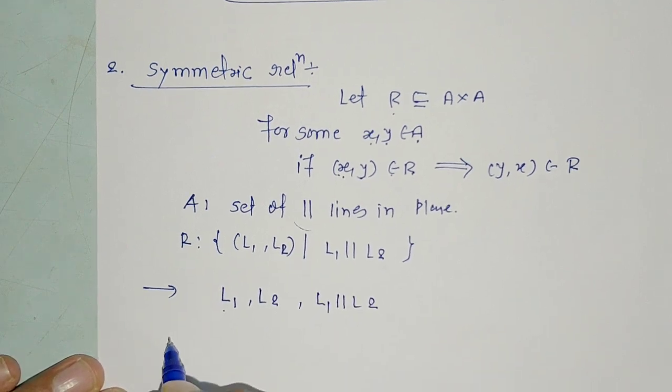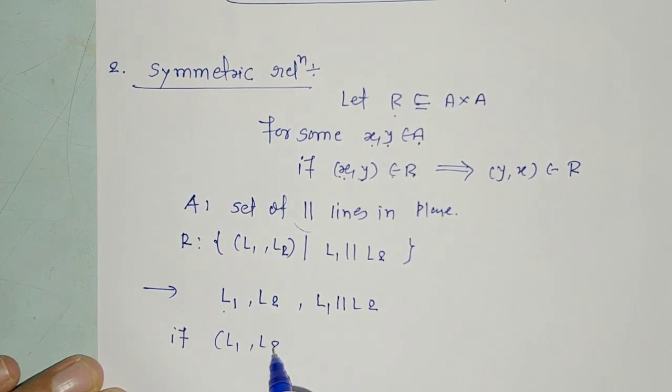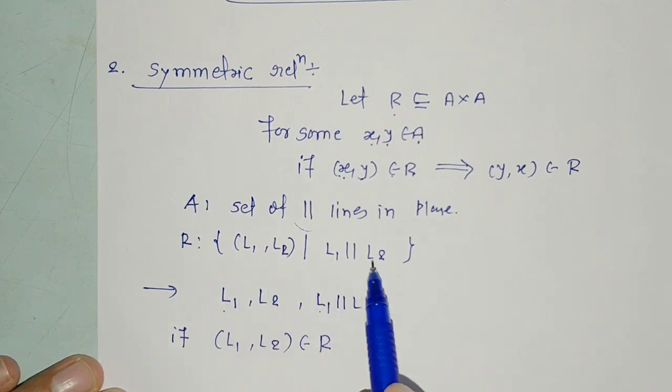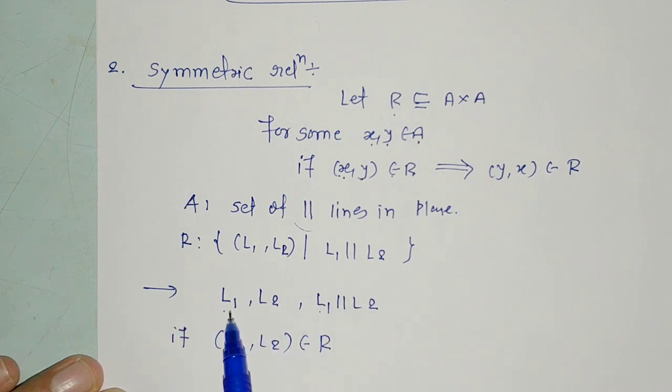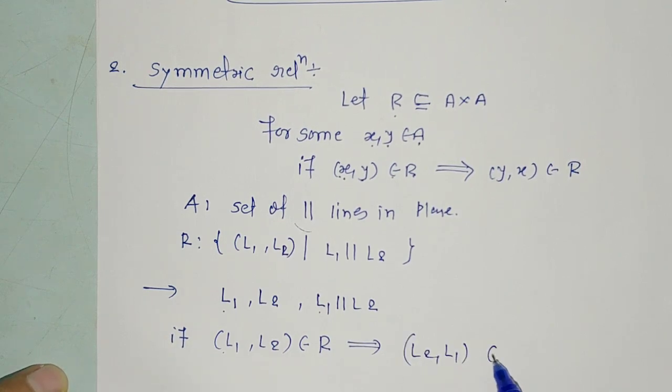So if (L1, L2) belongs to R, L1 is parallel to L2, and the relation says that if two lines are parallel, they are in the relation. So I am taking two lines L1 and L2 which are parallel, so (L1, L2) belongs to R. Now what symmetric says is that if I change the place, it must be in the relation also. So (L2, L1) belongs to R.